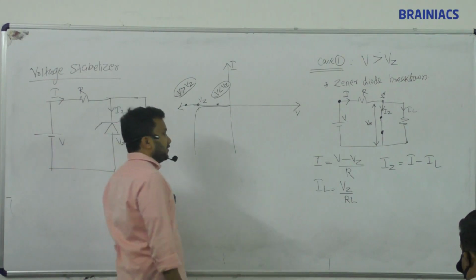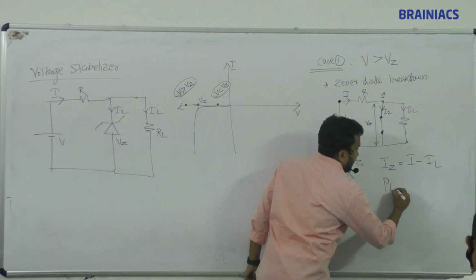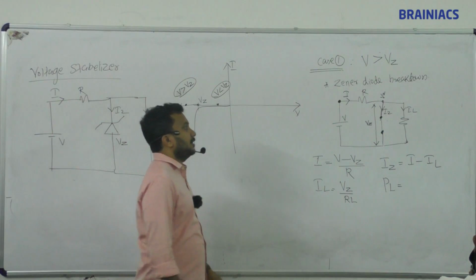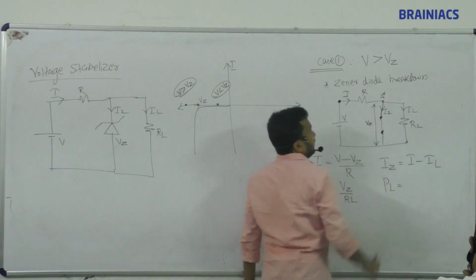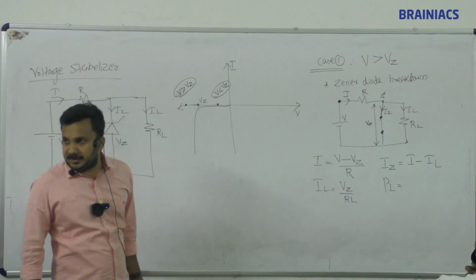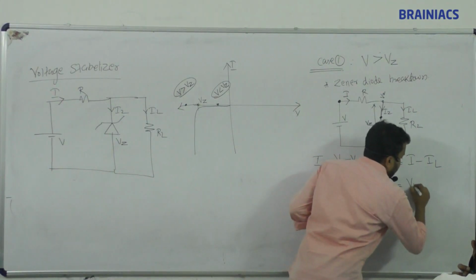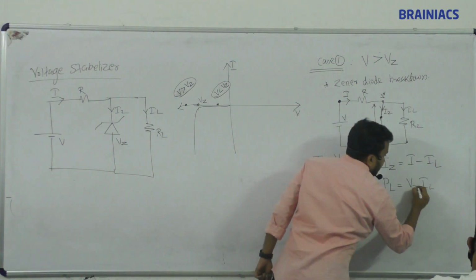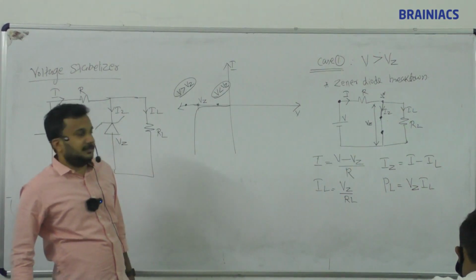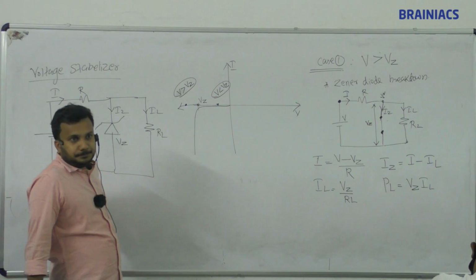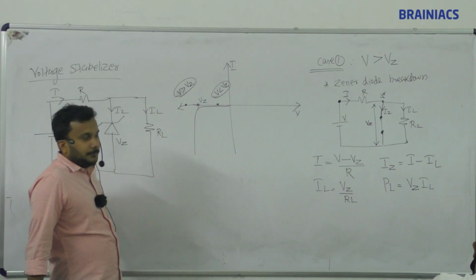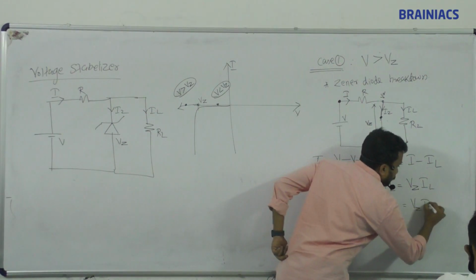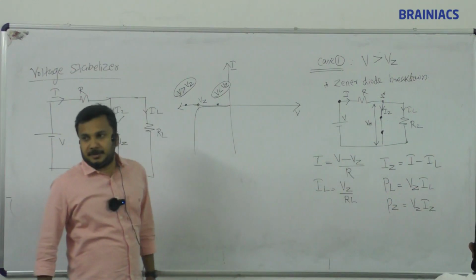Then next one, power dissipation. Power at RL, the load resistor. How should I calculate the power in it? Power equals voltage times current, so VL into IL. What is VL? The voltage here, which is Vz. So Vz into IL is the power at the load. Now the power at the Zener diode is Vz into Iz.